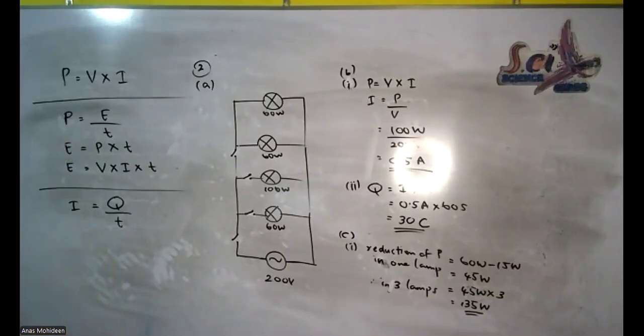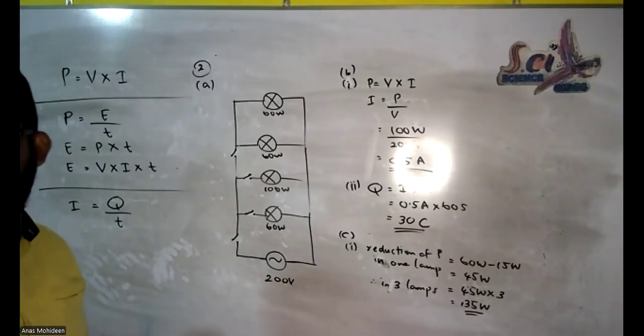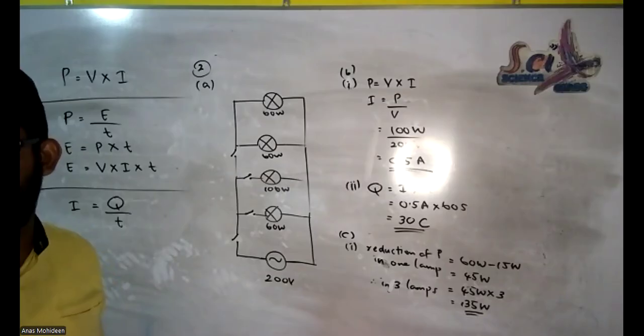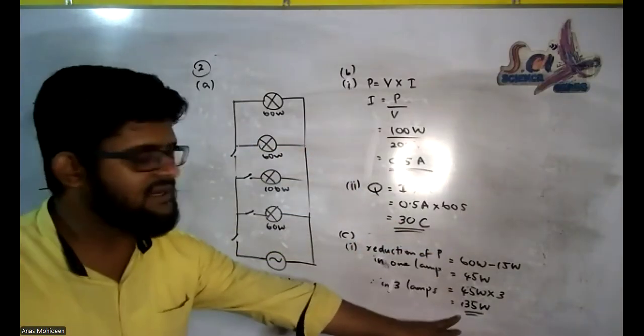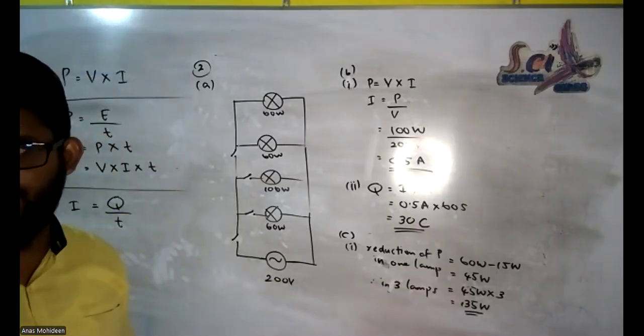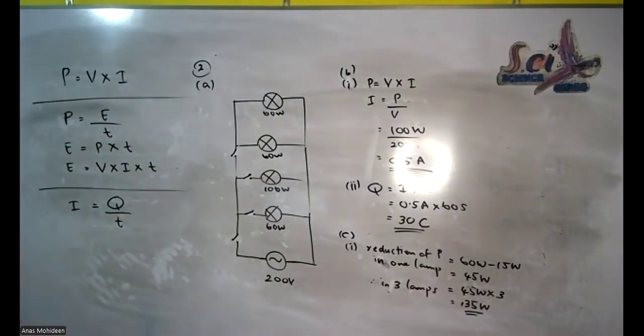Then the question says, the energy saved when the lamps are lit for 1 hour. What is the energy saved when the lamps are lit for 1 hour? How do you find out the energy? Energy is equal to power into time. So what is the power saved now? 135 watts power is saved, for 1 hour. 1 hour means 60 minutes, which means 3600 seconds. You got it?